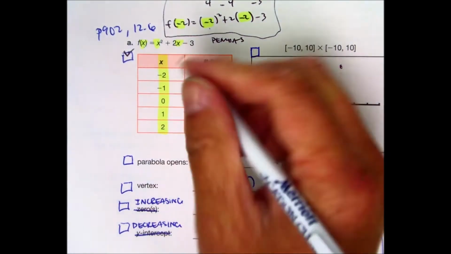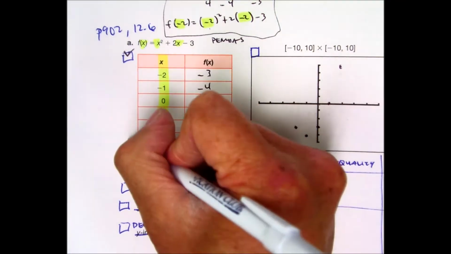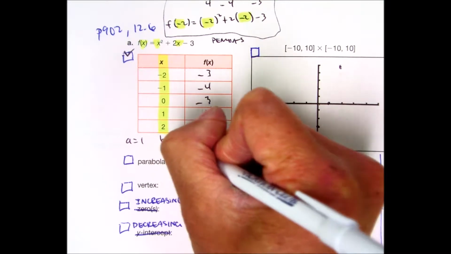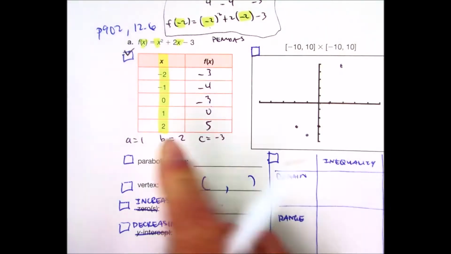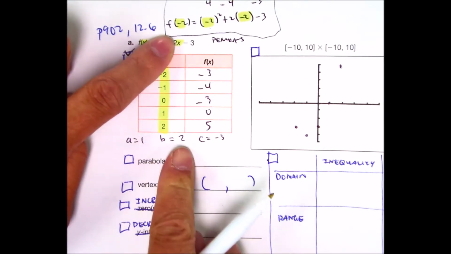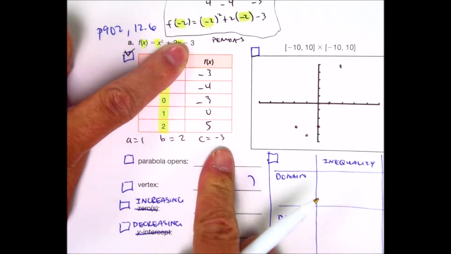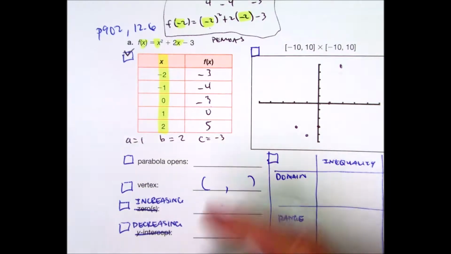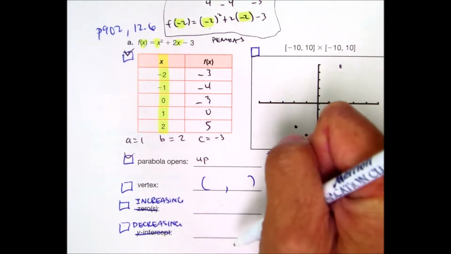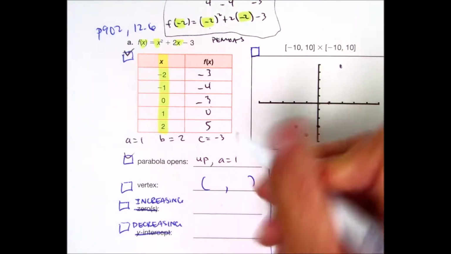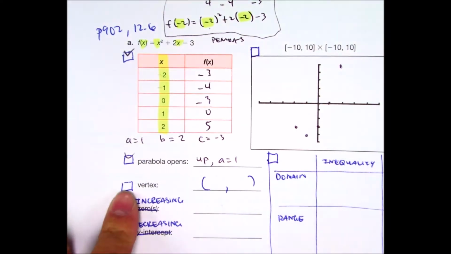Class, what is my A value? B value? And our C value. Okay, I'm just getting that from here. Our parabola opens how? How do you know it's up? A is positive. Okay, got that done.